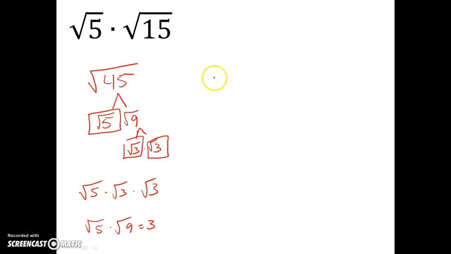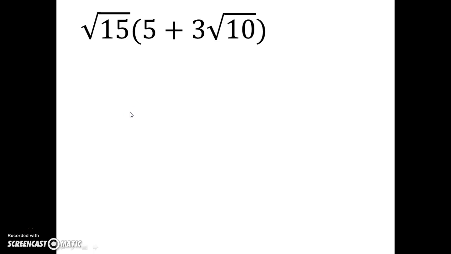So my final answer, I'll come up here to this next column. My final answer is 3 root 5. The 3 simplified from root 9, and I'm left with the root 5. So again, I multiplied first, then I did the same thing with my factor tree. So I'm going to go ahead and move on to this next example.